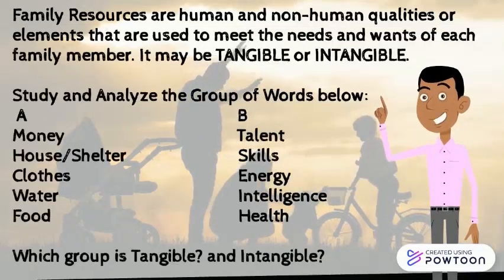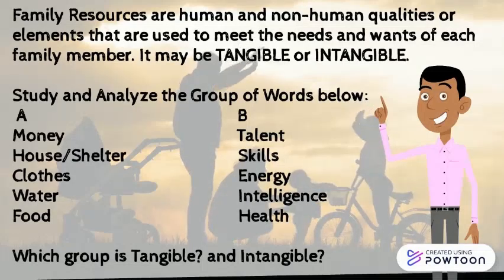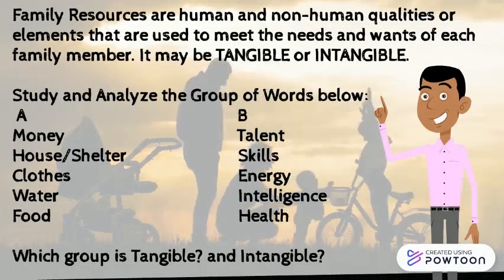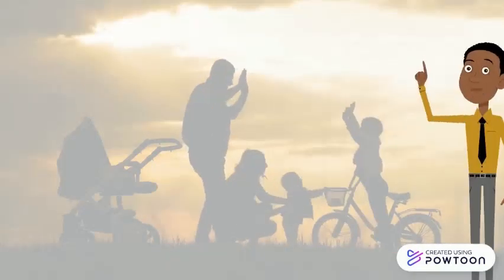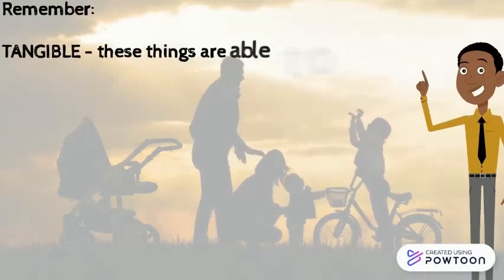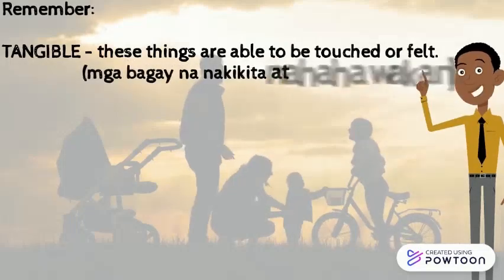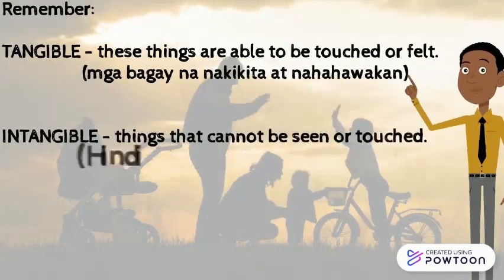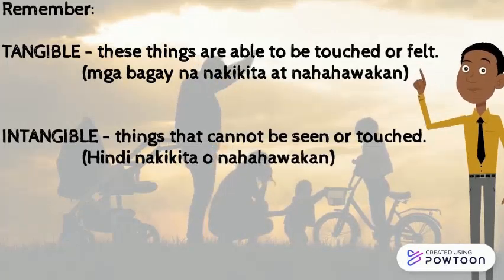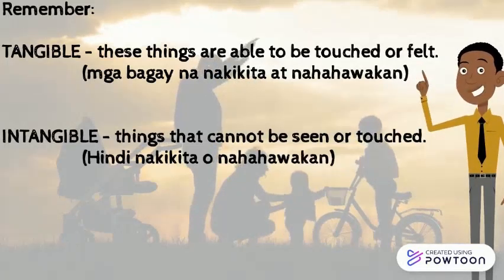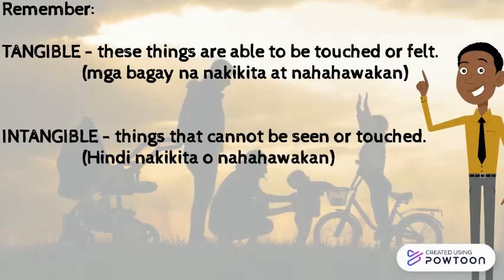Study and analyze the group of words below. Which group is tangible and intangible? Remember, tangible, these things are able to be touched or felt, mga bagay na nakikita at nahahawakan. Intangible, things that cannot be seen or touched, hindi nakikita o nahahawakan.